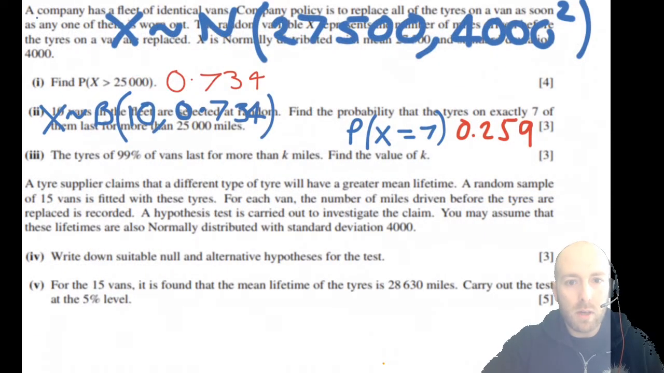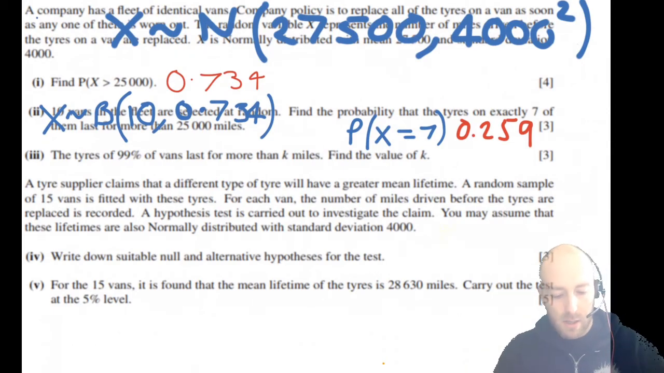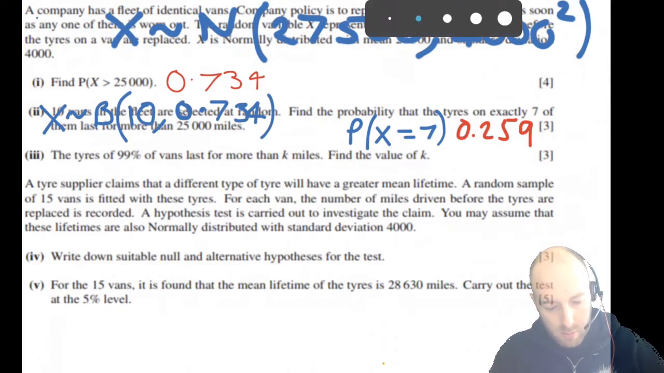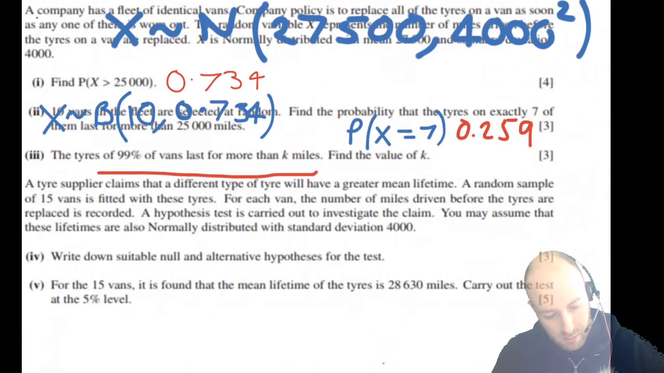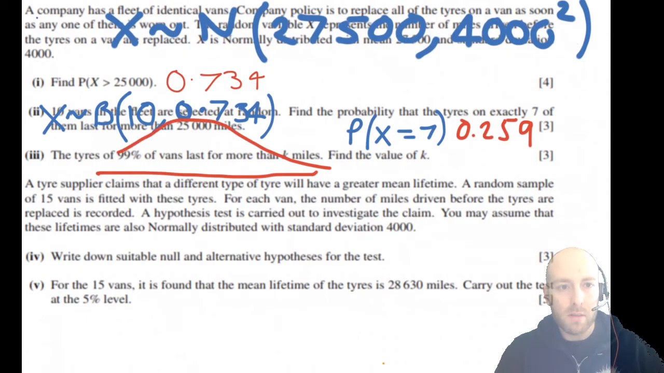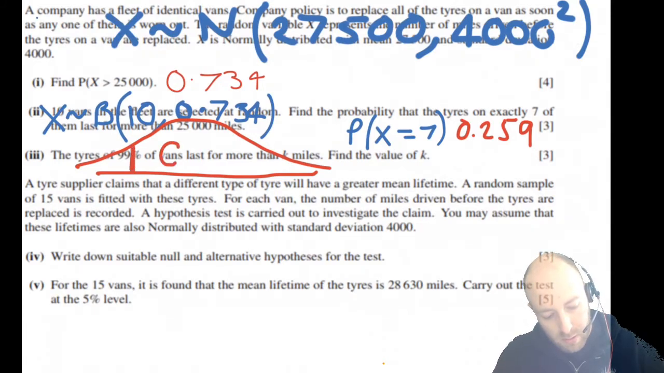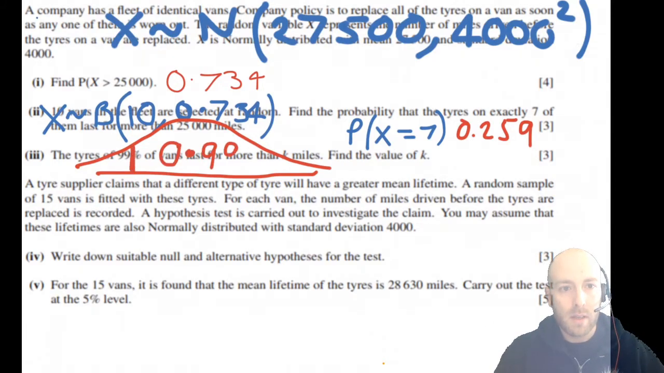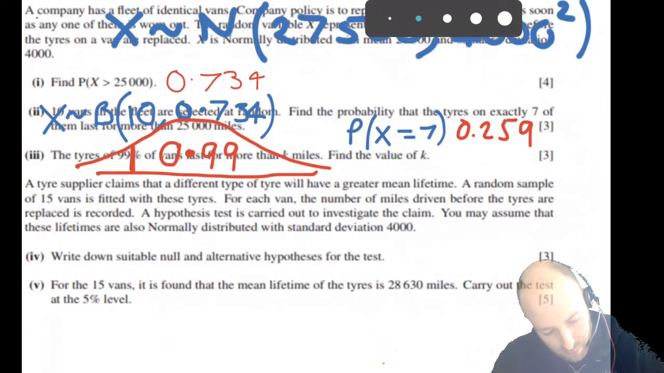Now we're on to part 3. The tires of 99% of the vans last more than k miles. Find k. Let's do a sketch for this one. Do it in red. So 99% of the tires last for longer than this value, so most of the data is above. We've got 0.99 of the data there, and we're trying to find out what this k value here is.